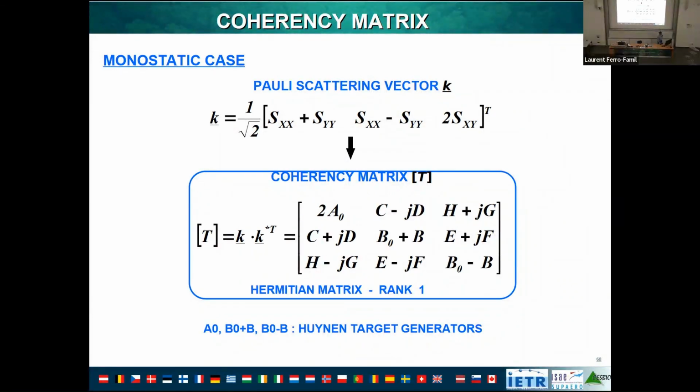And this matrix can be parameterized in terms of coefficients A0, B0, B, etc. And this is represented here only because in the late 70s, this was the way to study polarization. There was John Heinen in his lab measuring targets in an anechoic chamber.